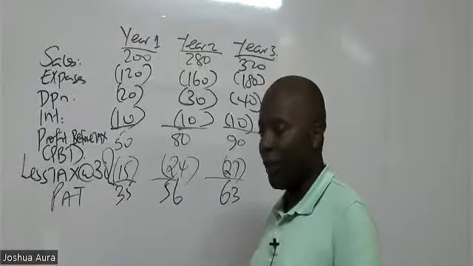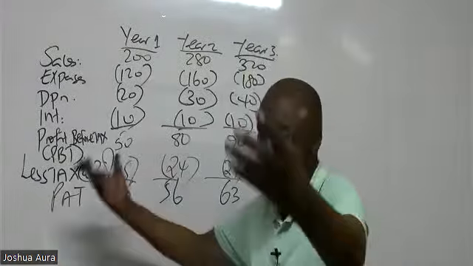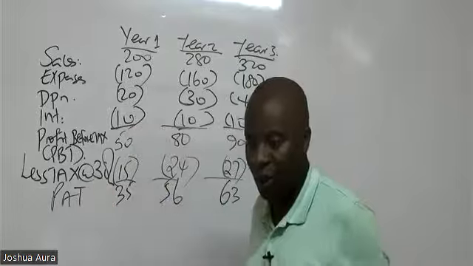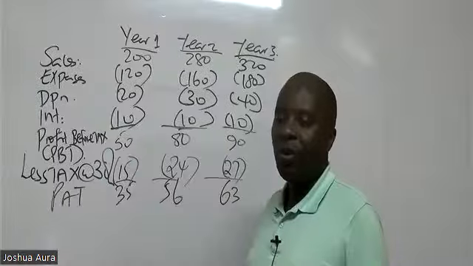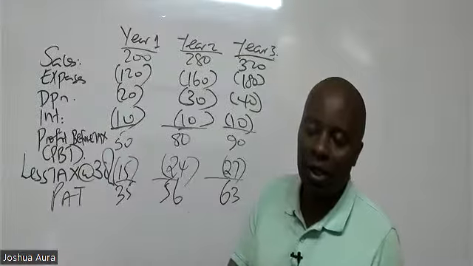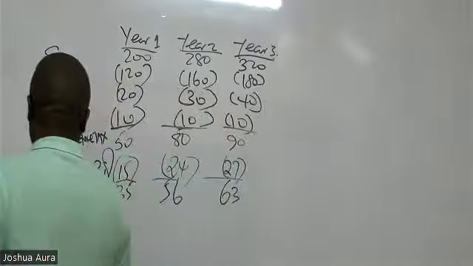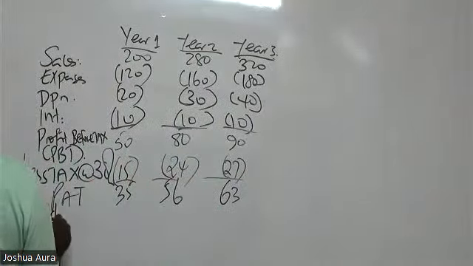What am I supposed to do? We add back depreciation. That's how you write it. Profit after tax, to change profit after tax to cash flow, you add back depreciation.